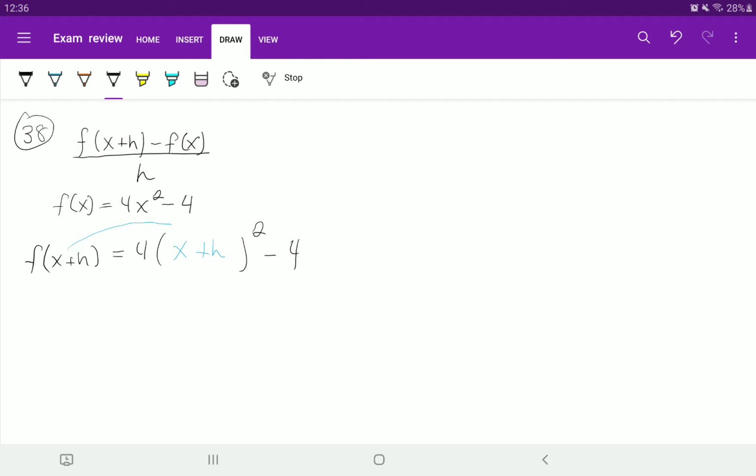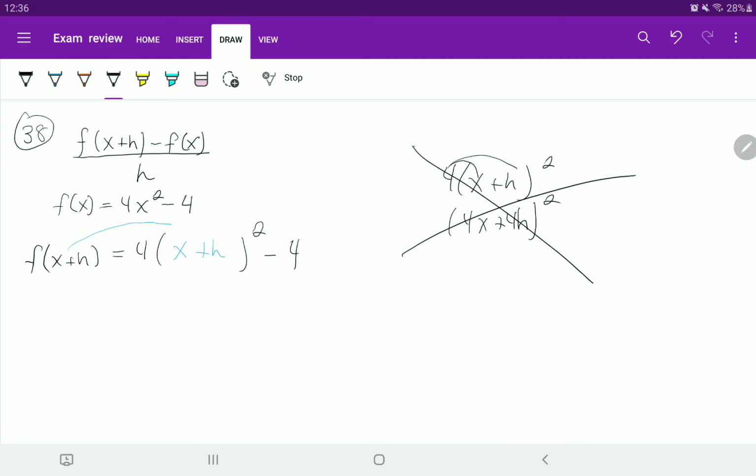When you take your exam, a common mistake that I always see, even myself when I was a student, is students distributing the 4 into the parentheses, which gives 4x plus 4h, and then they square that. Do not do that. That's incorrect. And I also see students distribute the square inside the parentheses, and they'll say, oh, 4 times x squared plus h squared. Do not do that as well.